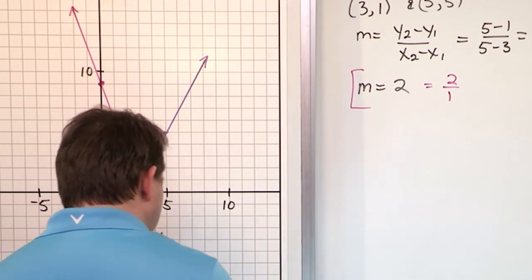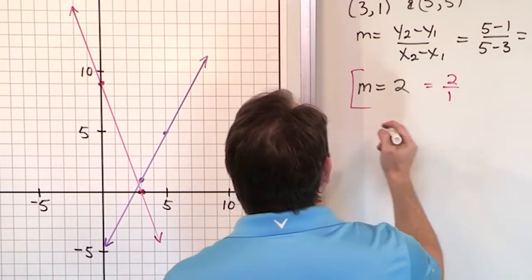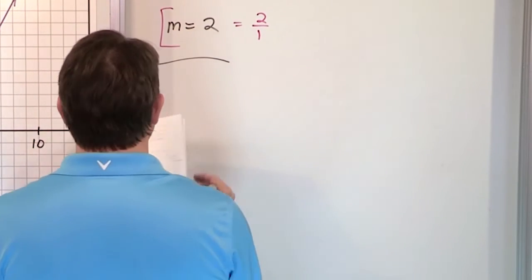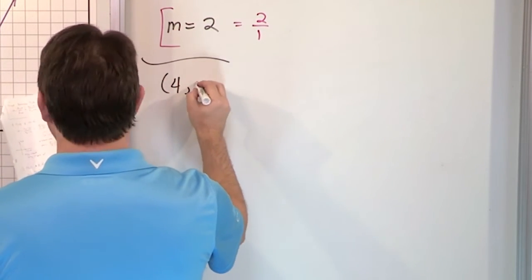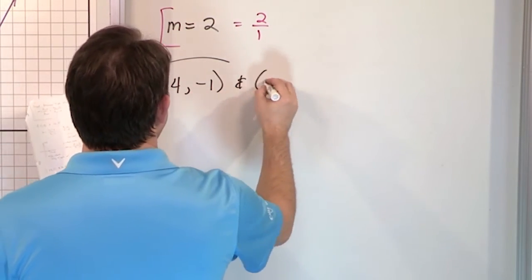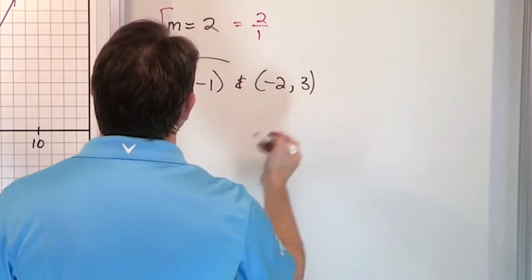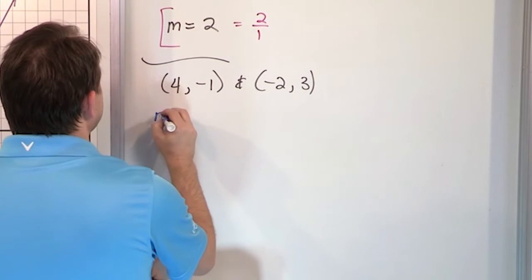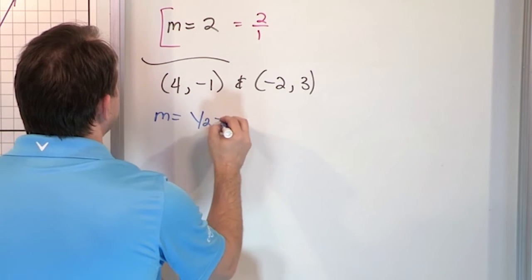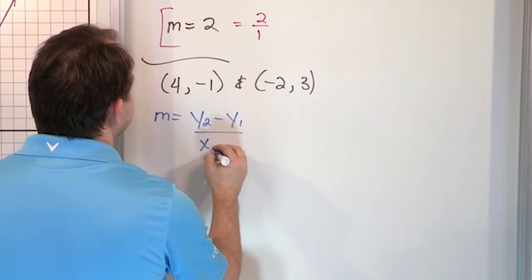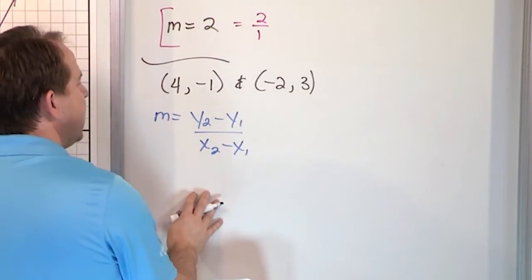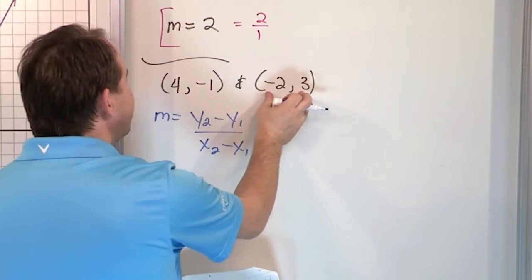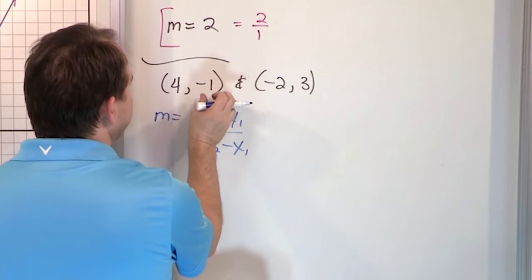All right, and we only have one more problem. And this problem to calculate the slope is going to be 4, negative 1, and negative 2, 3. I want to calculate the slope for this guy. Same thing. The slope is y2 minus y1 over x2 minus x1. I don't care which way you go. Usually I go from here to here. Let's do it backwards just to show we can.